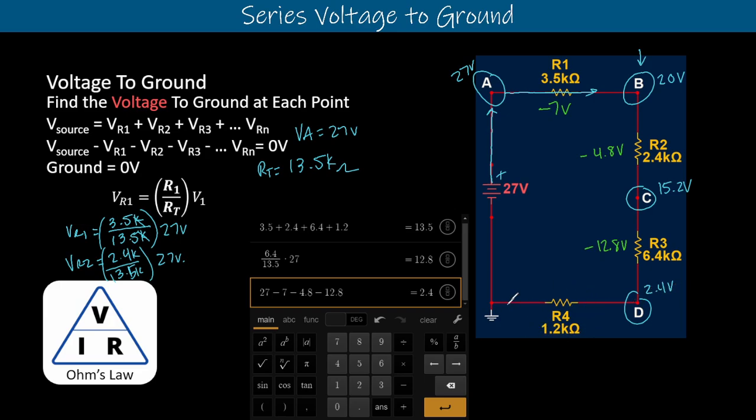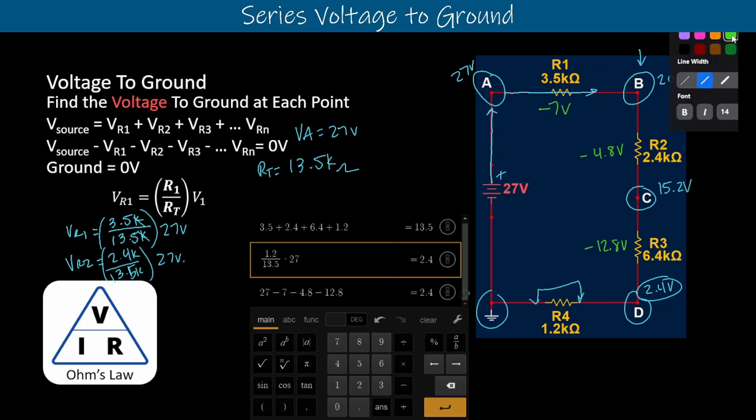We can figure out the voltage drop across R4. We know that it should equal 0 on the other side, so we actually expect 2.4 to be the voltage drop across this R4, but we can calculate it out. We can plug that R4 value on top, 1.2, and we're left with 2.4, and that confirms that we got the correct value there. R4's voltage drop is 2.4, which means that we're left with 0 volts at the end, and that's what we wanted. Okay, let us know if you have any questions.